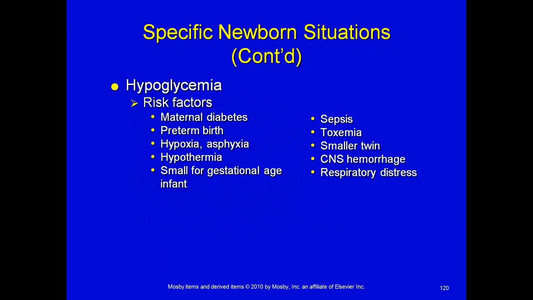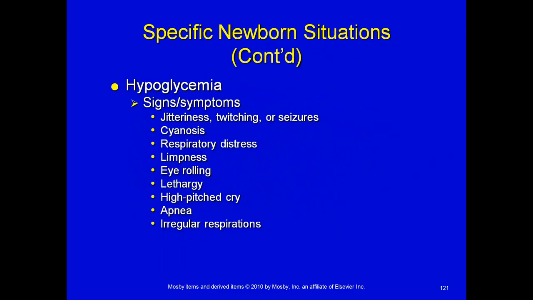Preterm birth makes them at risk of hypoglycemia. If they're hypoxic or asphyxic, if they're hypothermic, if they're small for their gestational age, sepsis, toxemias, if they're the smaller of the twins, if they've had some CNS hemorrhage, and if there are signs of respiratory distress. Jitteriness, twitching, seizing are all signs of hypoglycemia in the newborn. Cyanosis, respiratory distress, limpness, eye rolling, lethargy, high-pitched cry, apnea, irregular breathing, all might be signs of hypoglycemia.